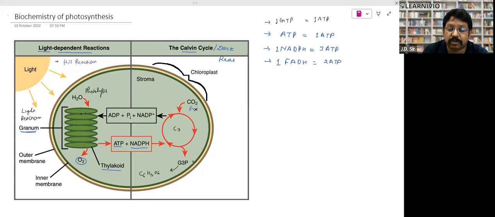G3P is the first stable compound. That is glyceraldehyde 3-phosphate. G3P is converted into what? Glucose, right? This is called dark reaction. This ATP and NADPH is consumed and converted to ADP and NADP plus, right? It again goes back to this part. So dark reaction takes place where? And light reaction takes place where? In grana, right?